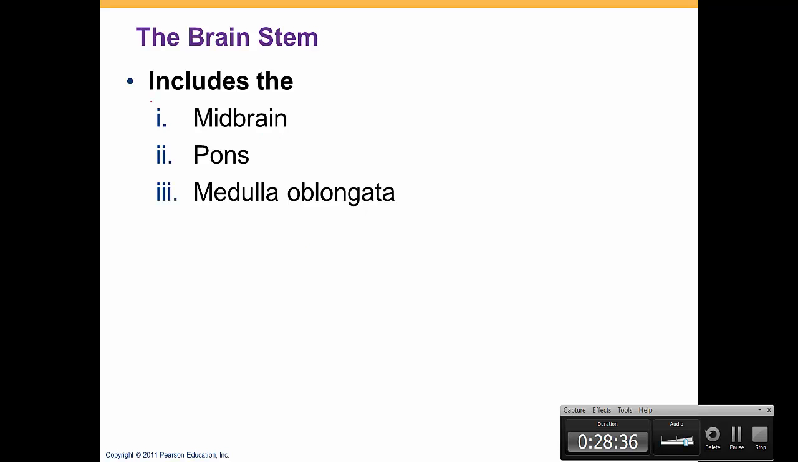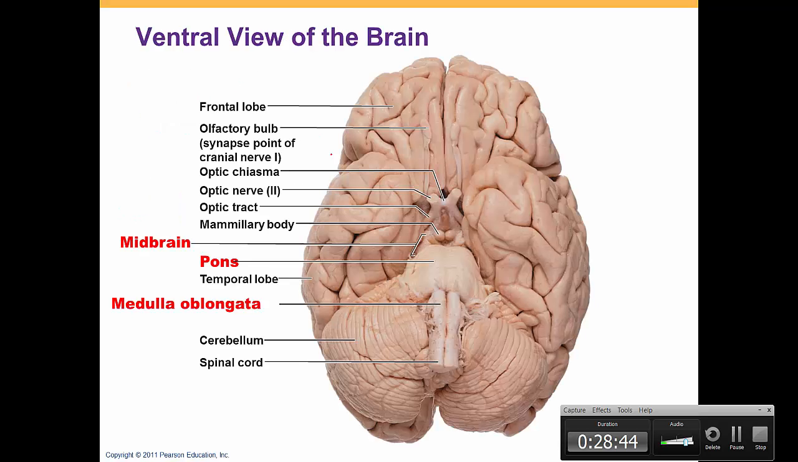Brainstem. The brainstem has the midbrain, pons, and medulla oblongata. So these are the three different parts. If you look at the brain from below, you can see that the lowest part is your medulla oblongata, which is continuous with the spinal cord. Above that you have the pons, which is this one here, and above this you get the midbrain. The midbrain is really hard to see unless you cut the brain into two halves, which we will do in the lab so we can see it much better.